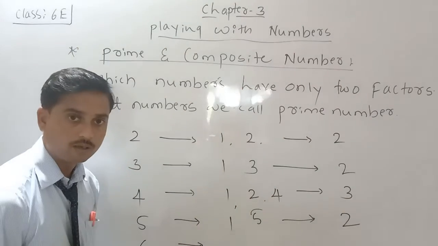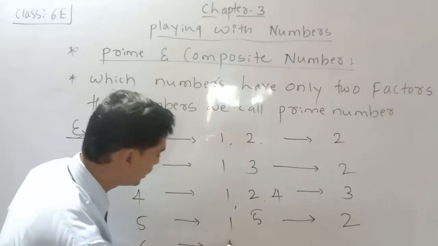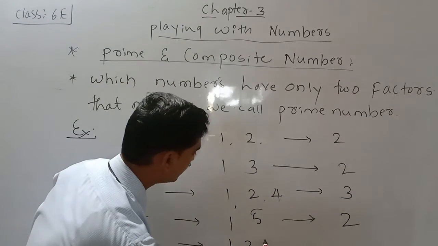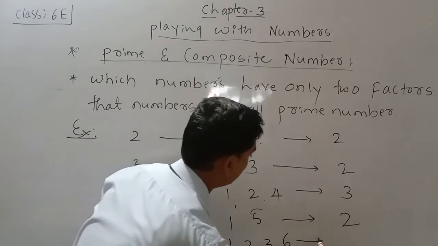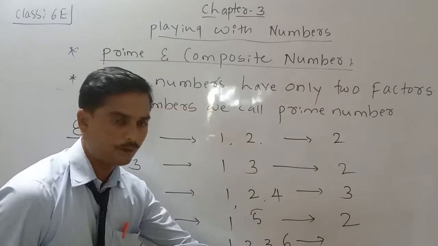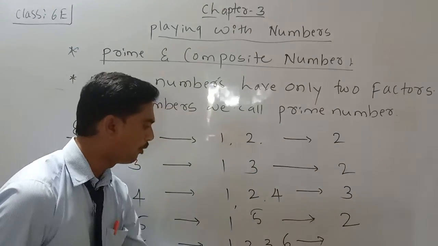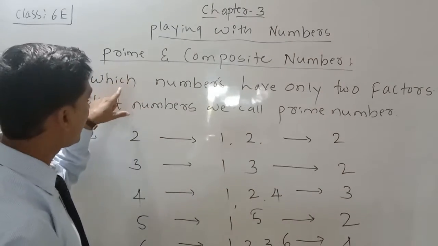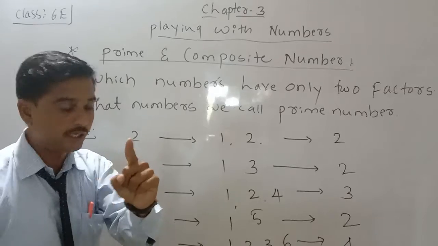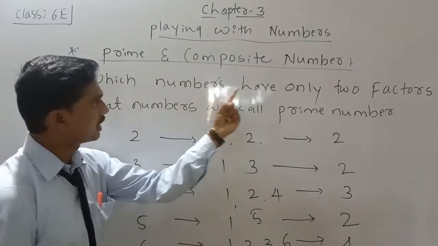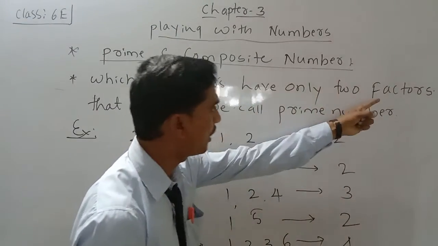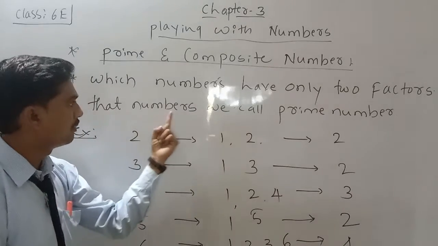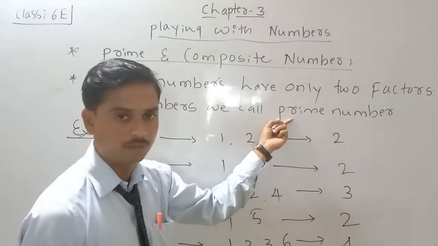Come to 6 next. Which tables does 6 have? The 1's table, sir. 2's, 3's, 6's. Then how many total factors? 1, 2, 3, 6. 4 factors. Okay. Then what is a prime number? Remember, dear students, which numbers have only 2 factors, those numbers we call prime numbers.